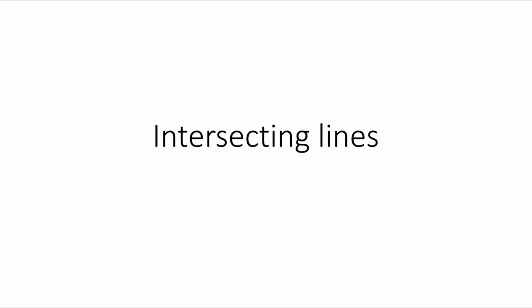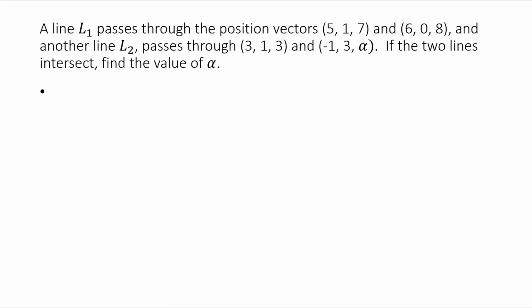This is the third video in a series of short videos on lines and planes and things. And what we're looking at here is the situation where we've got two intersecting lines. We've got one line that passes through (5, 1, 7) and (6, 0, 8), and another line passes through (3, 1, 3) and an unknown point. Well, part of it's known, -1, 3, but the third coordinate is just known as alpha. And the question says if these two lines intersect, then find the value of alpha.